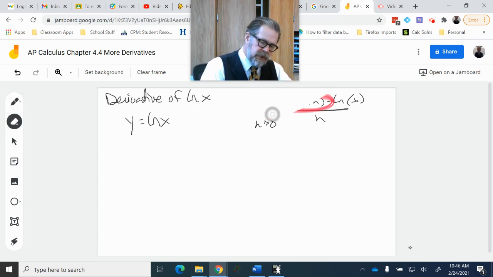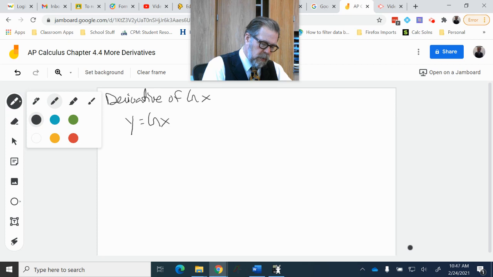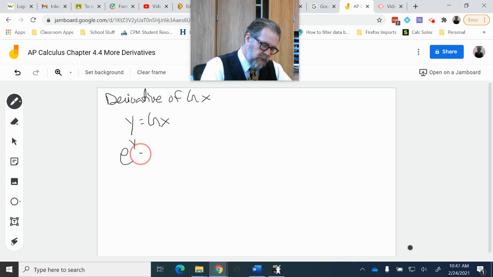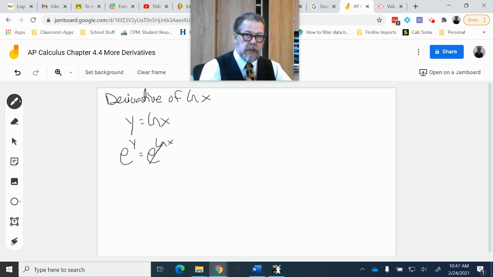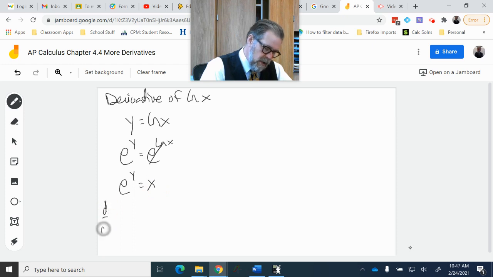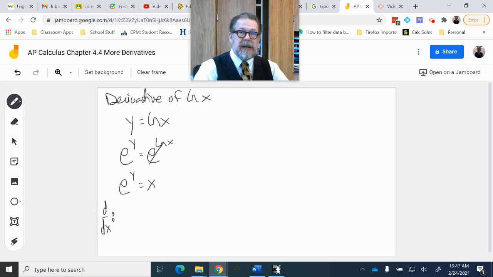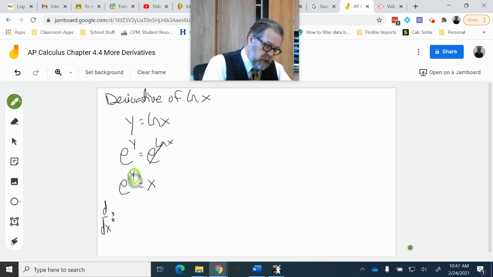So what we're going to do instead is rewrite this equation over here, and use implicit differentiation, because we know that e to the power of y is equal to e to the power of natural log of x. But e and natural log are inverse operations, so e to the y equals x. Now if I take the derivative of both sides, I can use implicit differentiation where y is my inner function and e is my outer function.